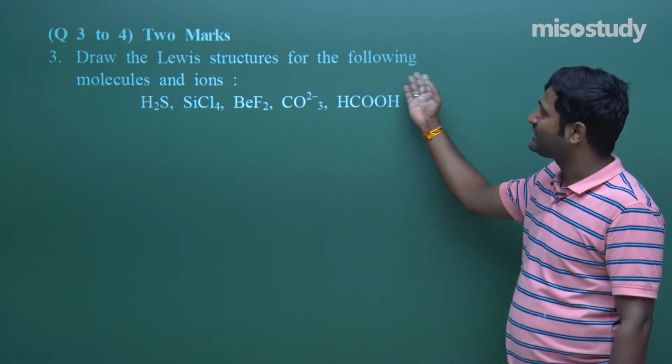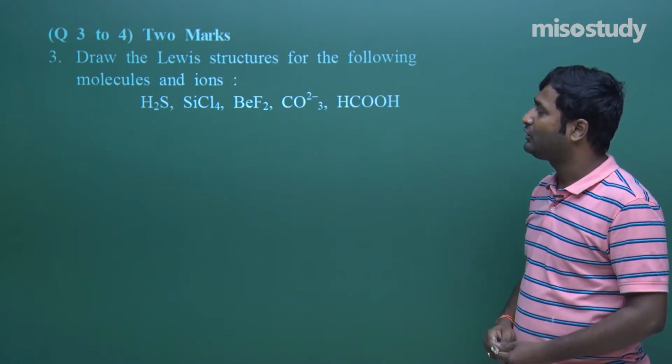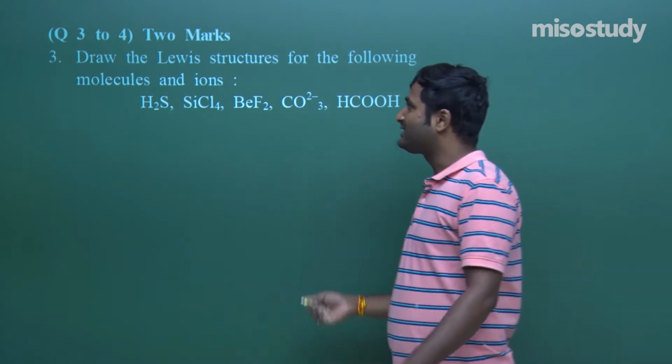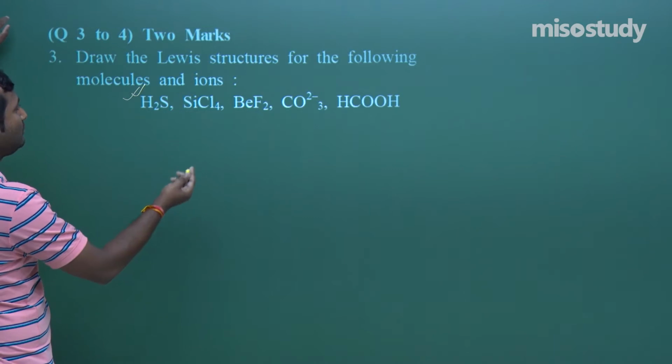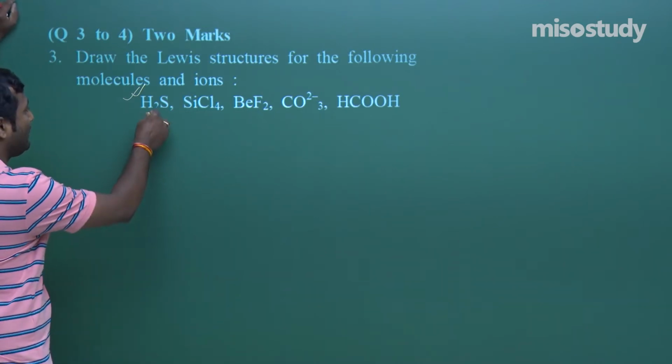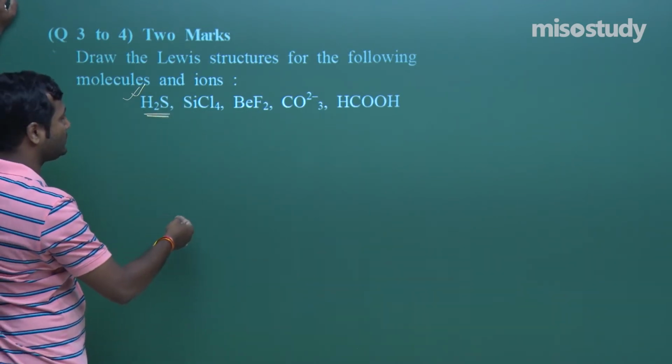Draw the Lewis structure for the following molecules and ions. It's very simple. Can I leave this question for you? This is the homework pattern. Still, I am giving you a few things you can easily solve. For H2S, how to write the Lewis dot structure?